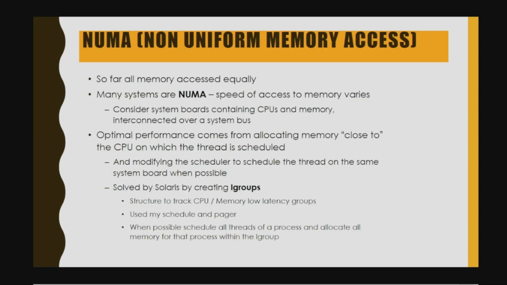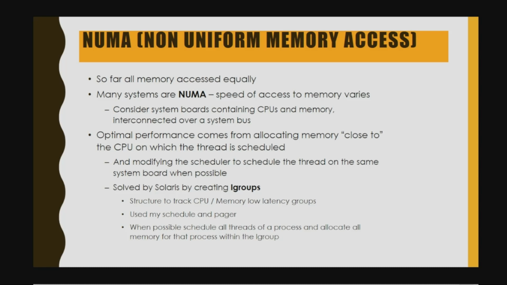Okay, next we have NUMA, non-uniform memory access. So far, all memory has been accessed equally. Many systems are NUMA, which is non-uniform memory access, where the speed of access to the memory varies. So the time taken to access the memory varies. Consider a system board containing CPUs and memory, interconnected over a system bus. So this part is based on NUMA.